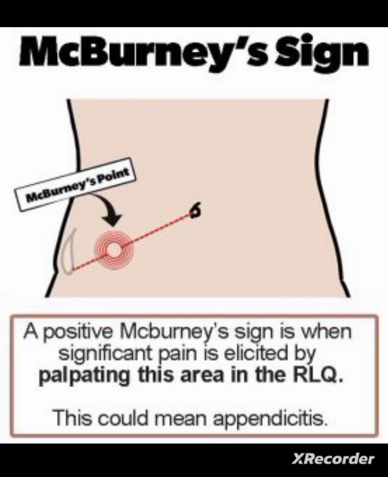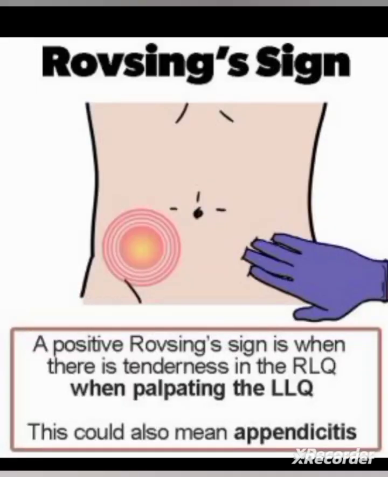A positive McBurney sign is when significant pain is elicited by palpating this area in the right lower quadrant. That indicates appendicitis. So when we palpate McBurney's point, the patient will feel pain. That indicates the patient has appendicitis.